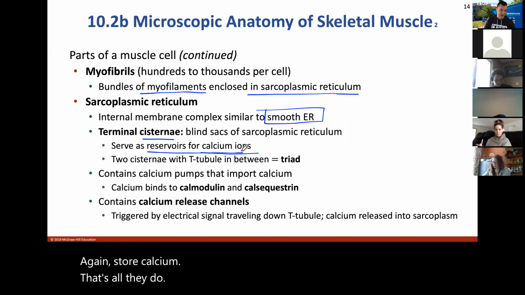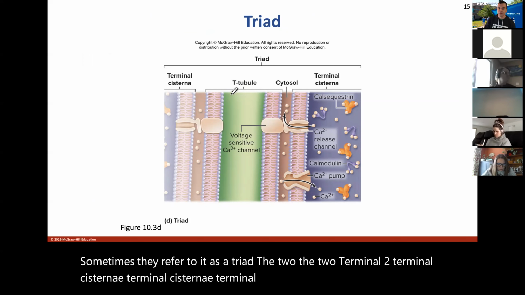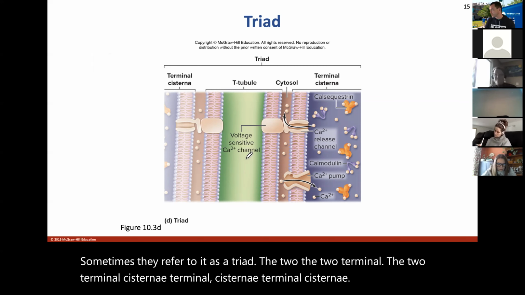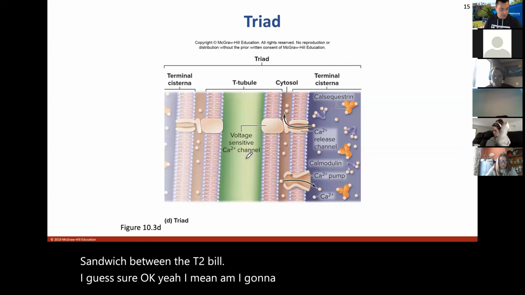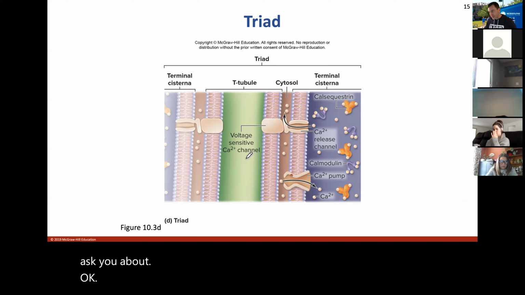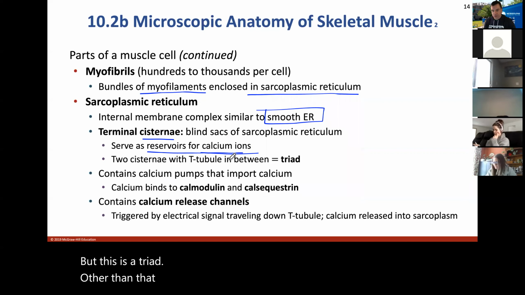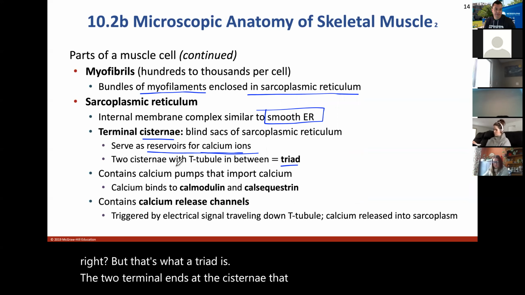Sometimes they refer to it as a triad: the two terminal cisternae sandwiched between the T tubule. I guess, sure, okay, yeah. I mean, am I going to really ask you to talk about that on a short answer question? No, I got a hell of a lot more things I can ask you about. Okay, but this is a triad. Other than that, I'm not going to get into it a whole heck of a lot more. All right, but that's what a triad is: the two terminal ends of the cisternae that wrap around the T tubule. That's it.